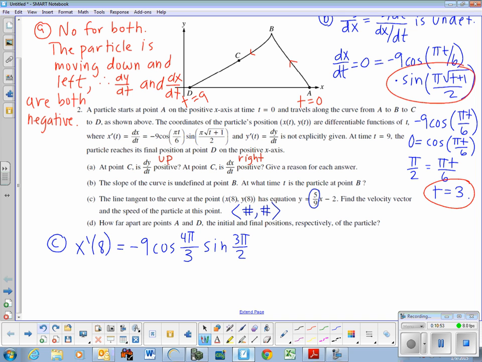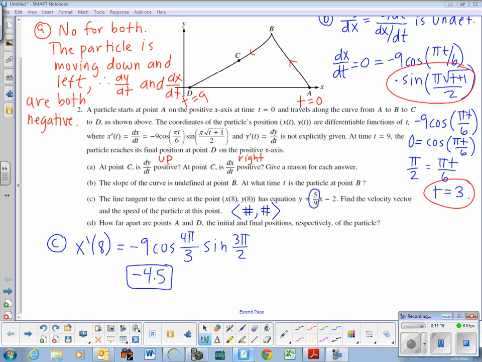Cosine 4 pi over 3 is -1/2. -9 times -1/2 is 4.5. And the sine of 3 pi over 2, 3 pi over 2 is at the bottom of the unit circle. The sine there is -1. So I get -4.5 for the first part of my velocity vector.